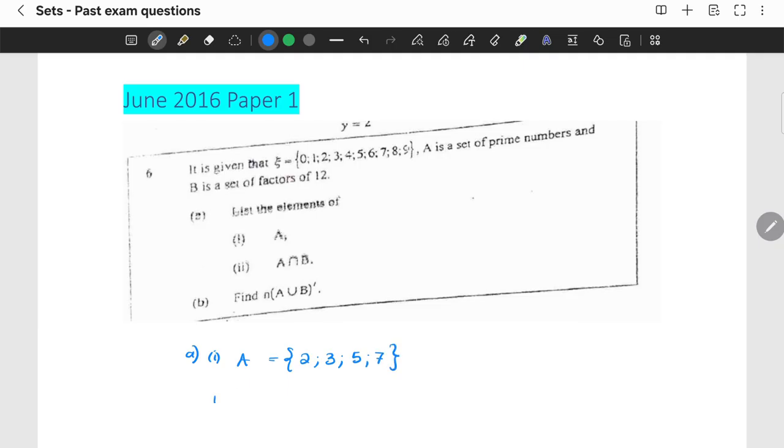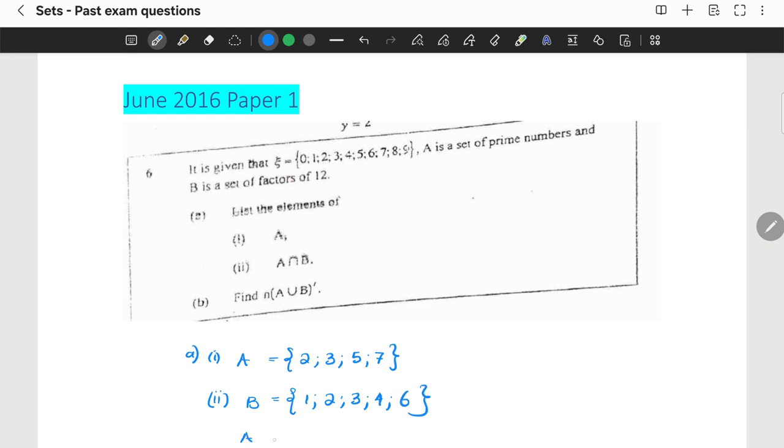Great. Part 2 says A intersection B. So B is a set of factors of 12. So let's look at which numbers are divisible into 12. So we have 2, we have 3, and 1 is also a factor of 12. So 1, 2, 3, 4, and 6.